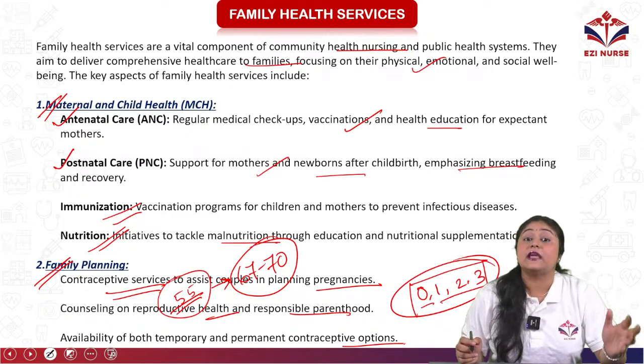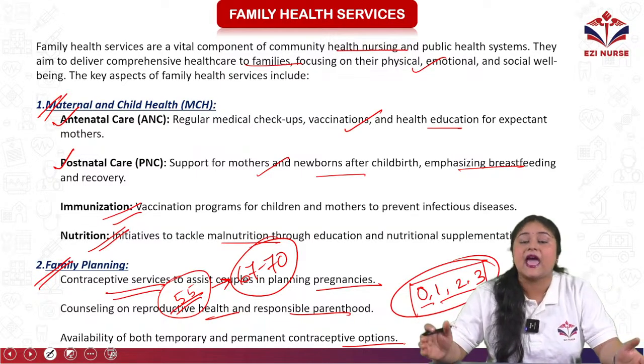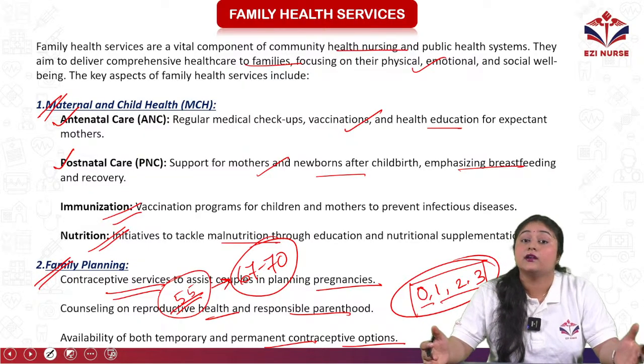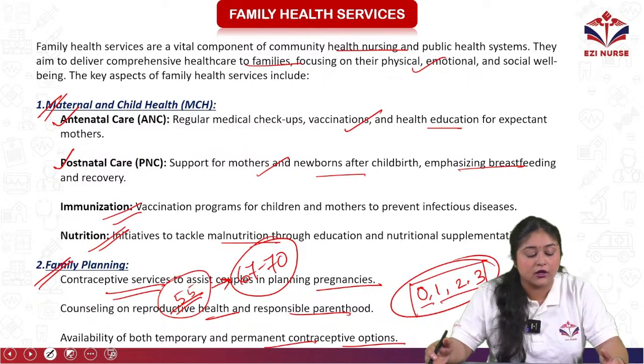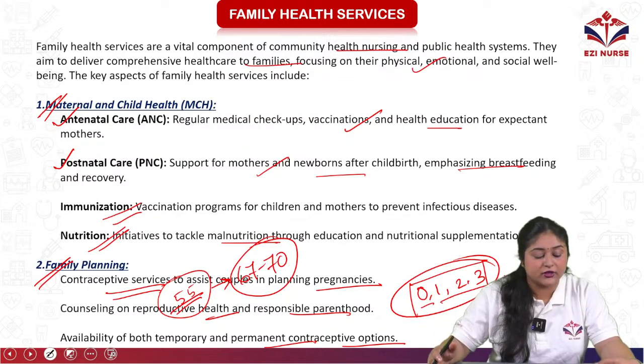So what are the contraceptive options? For the male, there is vasectomy, and for the female, tubectomy. Then there are temporary contraceptive methods like the IUD, female condom, male condom or diaphragm, which they can use. So all of this family planning we have to provide to the family.